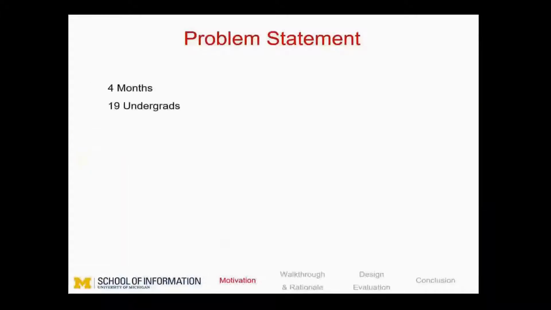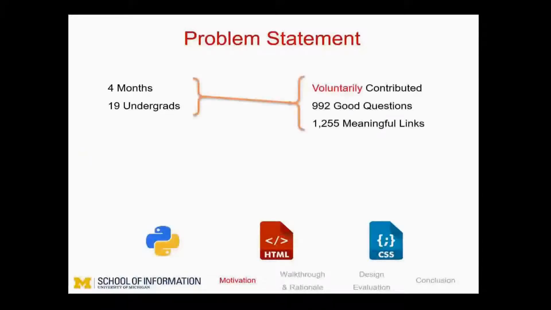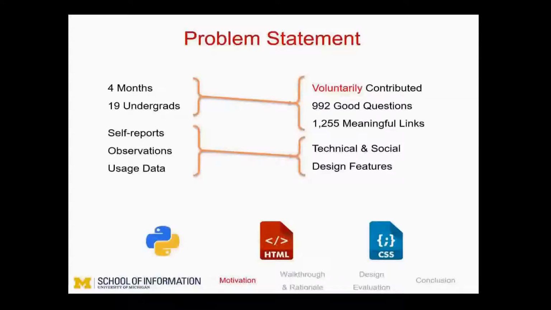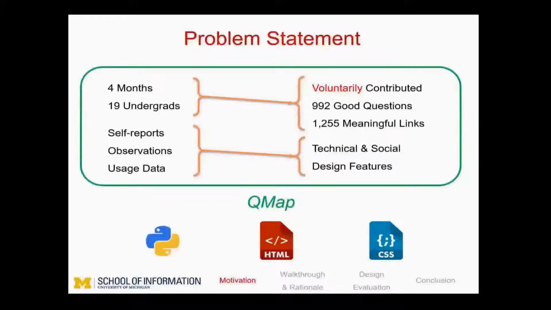We conducted a 4-month study with 19 undergraduate students who collaboratively studied Python, HTML, and CSS languages. The students sustained voluntary contributions, creating 992 questions, which were identified as high quality by the instructor, and drew 1,255 meaningful links between the questions. Through the analysis of self-reports, observations, and usage data, we report on the technical and social design features that led students to sustain their motivation.